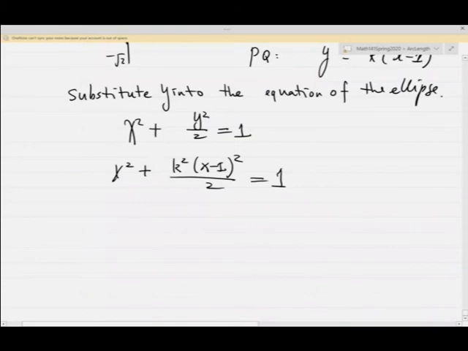So what do we do? If you solve this quadratic directly, it's unpleasant. So we try to use another method. We try to factor this. Move this 1 to the other side.